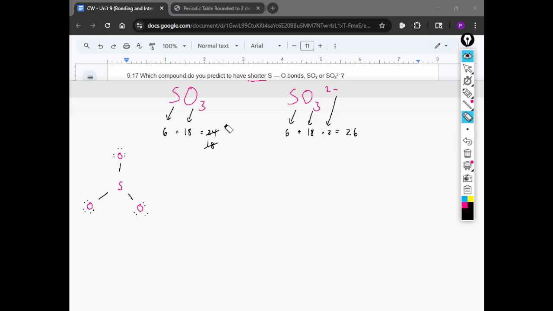What we have to do is force one of the oxygens to make a double bond between the sulfur and one of the oxygens. That way, we've used 24, and now sulfur is happy. Okay. Any questions about our first Lewis structure for this?